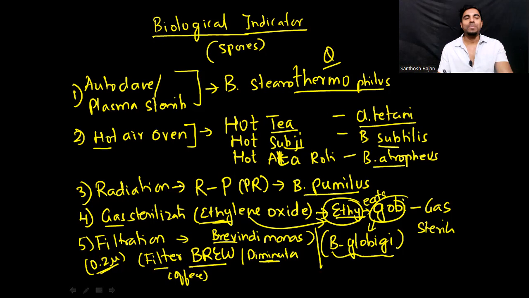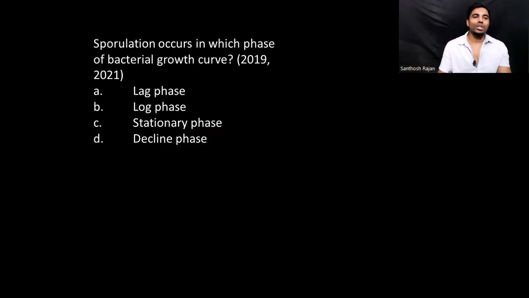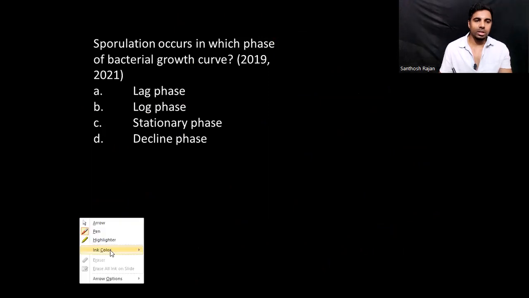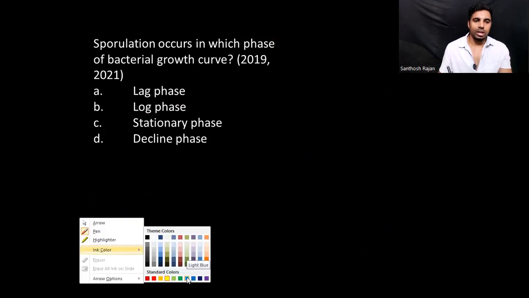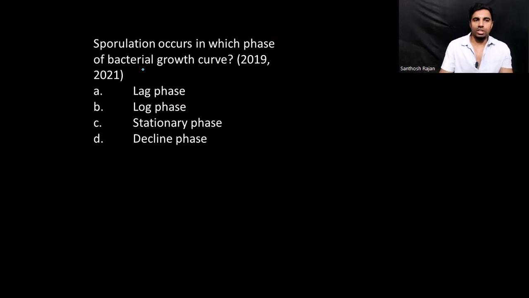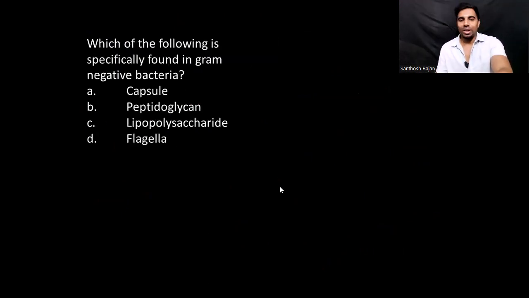I can assure you, okay, right, you got it right. So I'm going to the next topic. Now sporulation, this is another very nice, interesting topic. Sporulation mein kya, sir, what to know? Let me change the color. Sporulation occurs in which phase of the bacterial growth? Isme already clue hai, isi se aapko pata chal jata hai. Yes, sporulation happens in the stationary phase only.